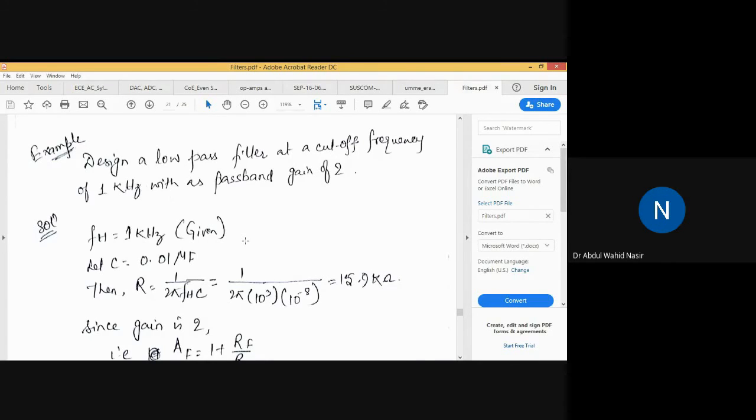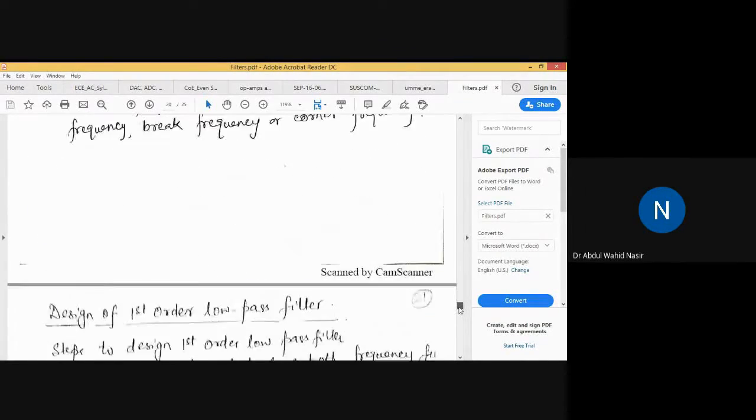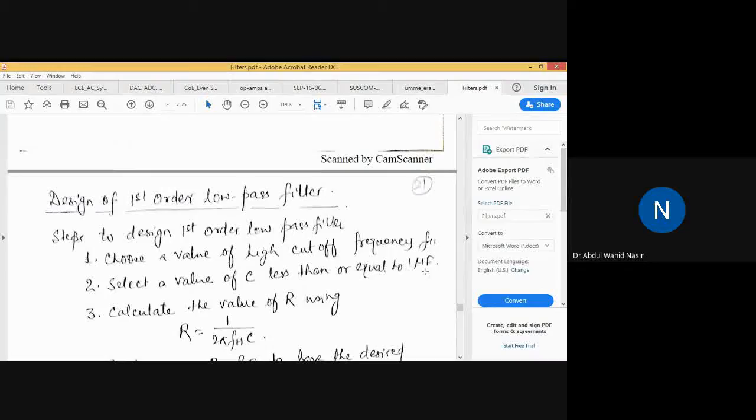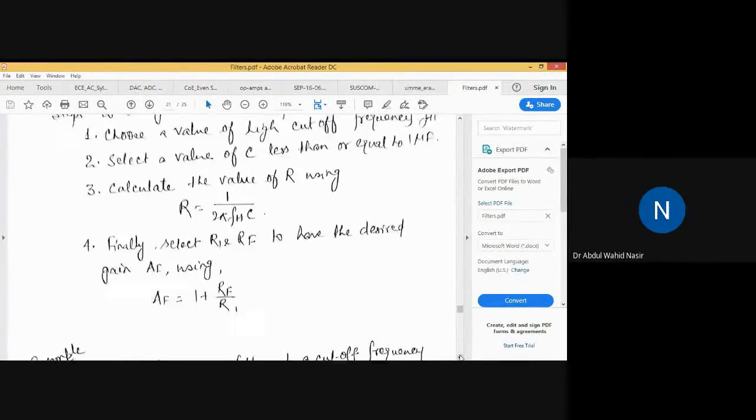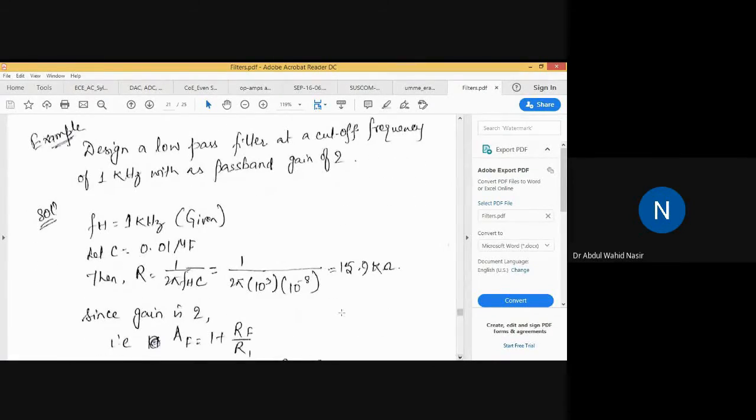As I told you, choose the capacitor less than or equal to 1 microfarad. Here the capacitor has been chosen as 0.01 microfarad. You can choose 0.02 also, you can choose 0.01 also, you can choose 0.5 microfarad also. It all depends on you.